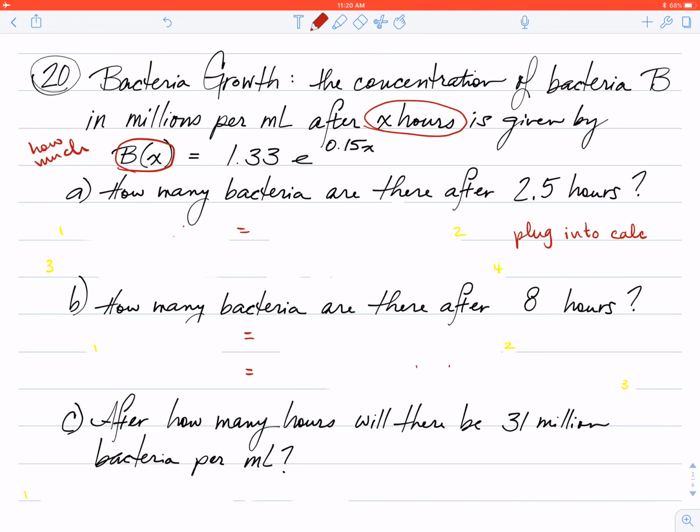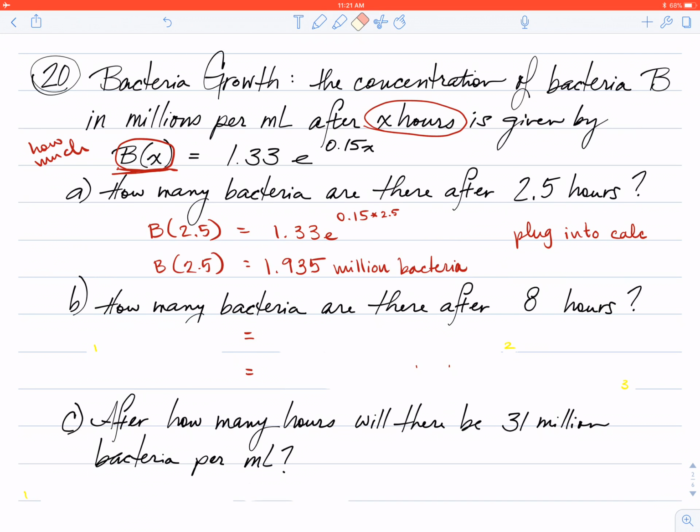Letter A says how many bacteria. If I stop right there, that means I want to find out what B is. In this case, this is my Y value. How many bacteria are there after 2.5 hours? Don't think too hard on this one, folks. If you know what the time is, all you have to do is plug that into X. So we need to find out what B of 2.5 is. Plug that into our formula, take out your calculator, plug it into the calculator, and then make sure you have a label on that.